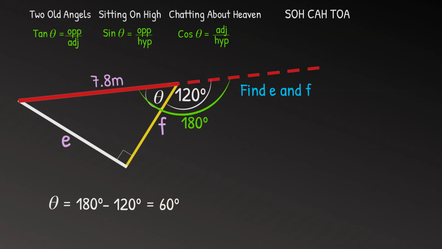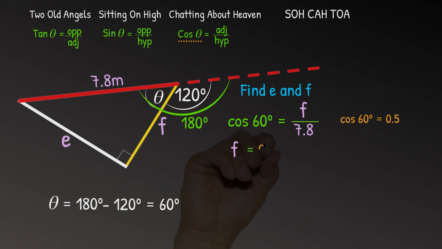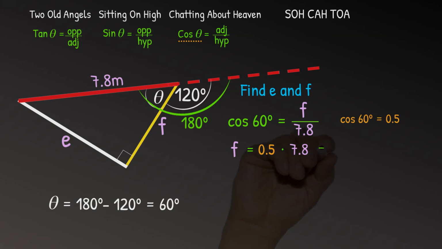Now the side F is adjacent to theta, or the 60-degree angle, so we can use the cosine function. So we have the cosine of 60 is equal to F divided by 7.8. Now if we work out the cosine of 60 degrees on the calculator, we can see it's 0.5. So F is equal to 0.5 times by 7.8, which gives us 3.9 metres.